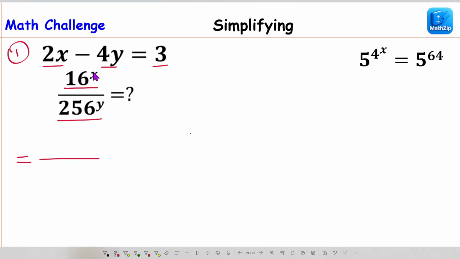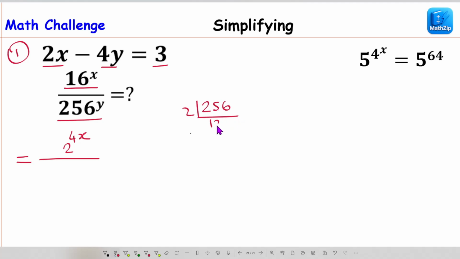16 to the power x. Once we simplify, we can write 2 to the power 4, and x. It means 2 to the power 4x. And 256, what can we do? 256, we can divide by 2.